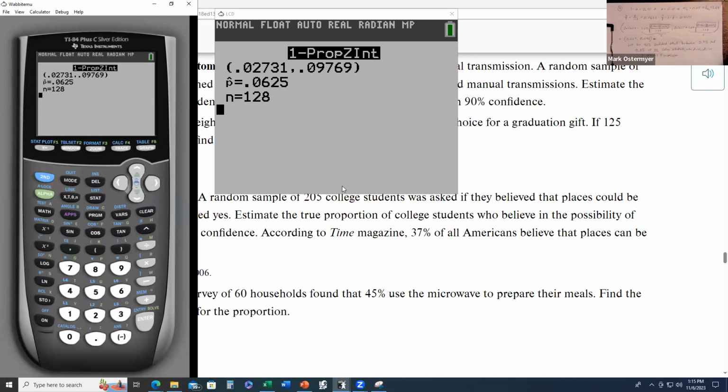And there it is. So that reflects the same thing that we obtained manually. Between about 2.7% and 9.8% of all college students who drive do in fact drive a manual transmission. And we are 90% confident in saying that. So hopefully we know how to do this problem both manually and with the one prop z int function. Any questions?